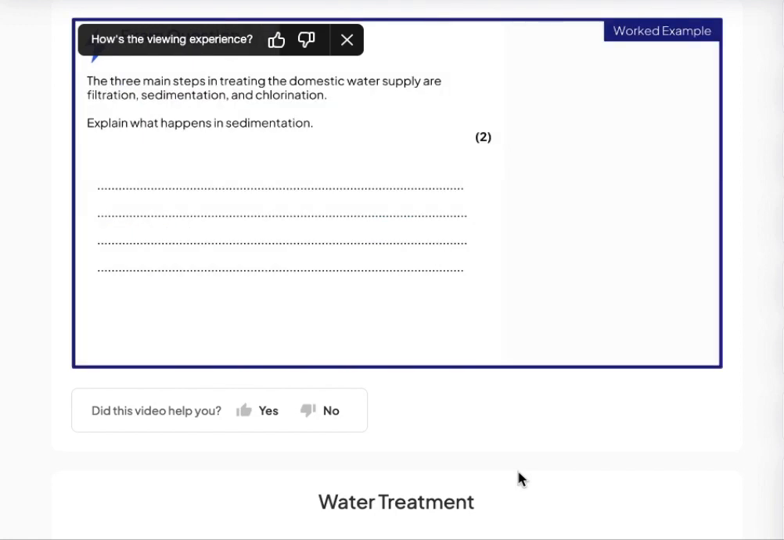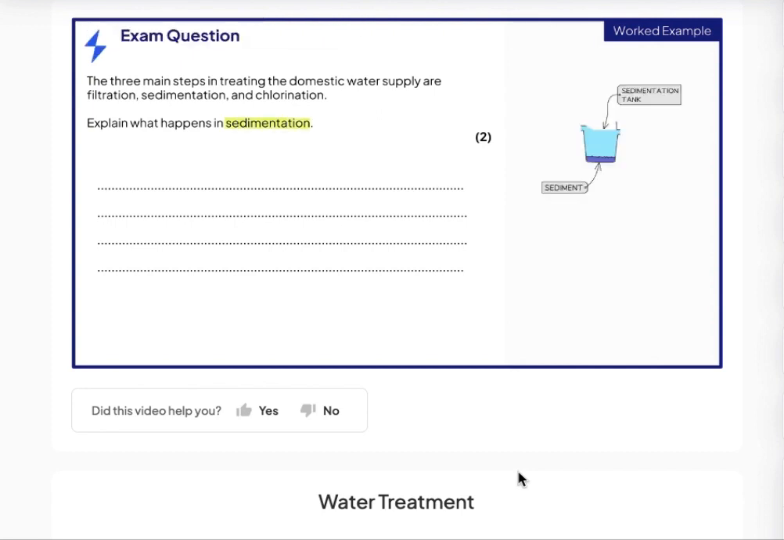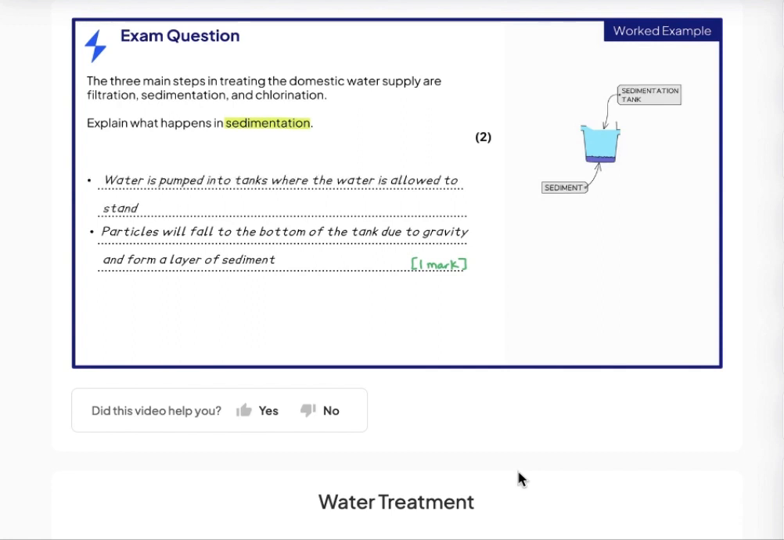This question asks you to explain what happens during sedimentation and is worth 2 marks. Remember, sedimentation occurs when particles fall to the bottom of a tank as a result of gravity and form a layer of sediment. Explaining this will score you 1 mark. Before this, you need to explain that water has been pumped into the tank and allowed to stand. If you have not allowed the water to stand, then sedimentation will not occur.